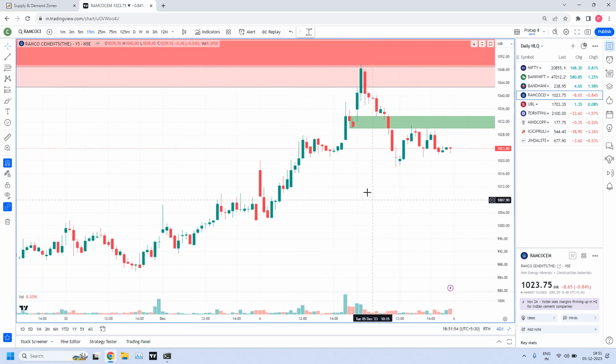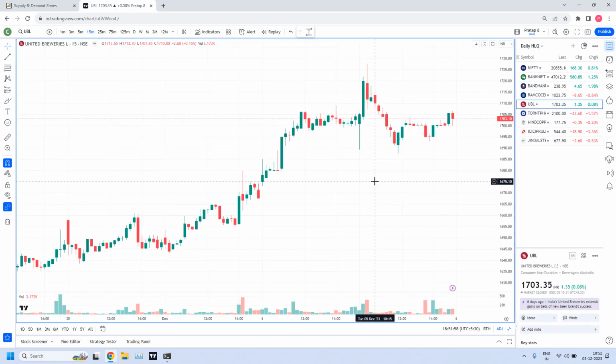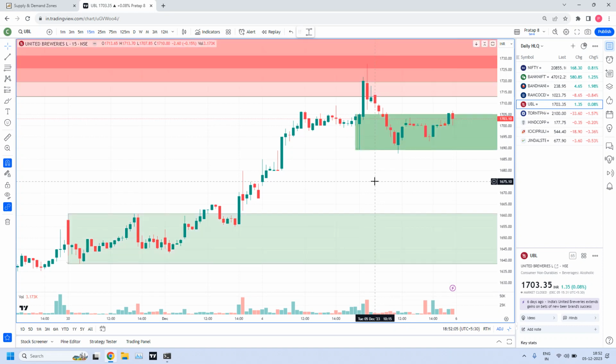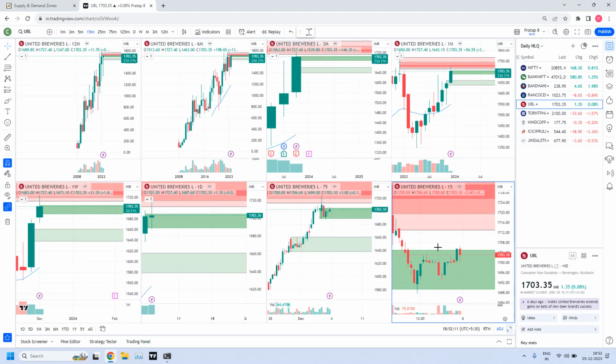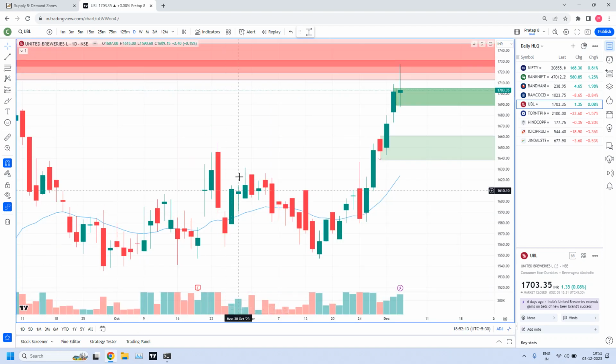So this is one successful trade, and the next one is UBL. This is also a successful trade. Both UBL and Ramco Cement finished their trades within the first 1 hour. So here also we have a daily zone. This is also a daily high liquidity zone.